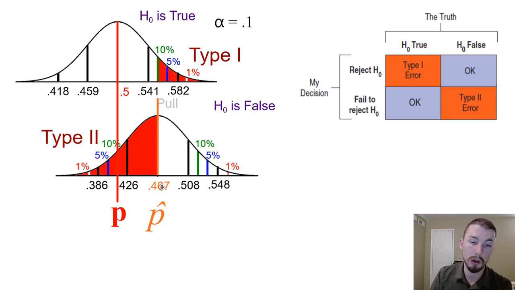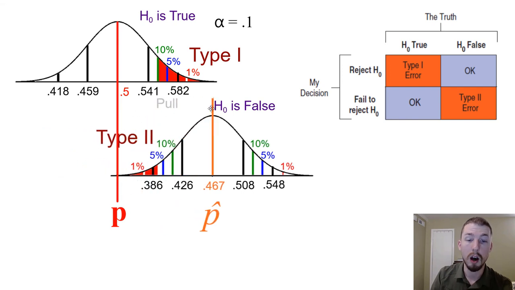So as we increase this, this is the difference, the offset between the hypothesized proportion and the true proportion. So if we go from 55 to 60%, the offset of that is called the effect size. The greater the effect size, the easier it is to detect it, right? Obviously, we're going to have a more powerful test.